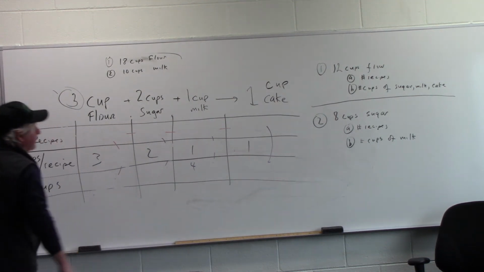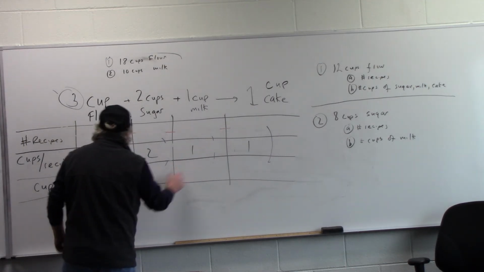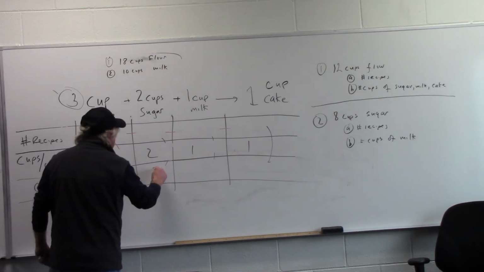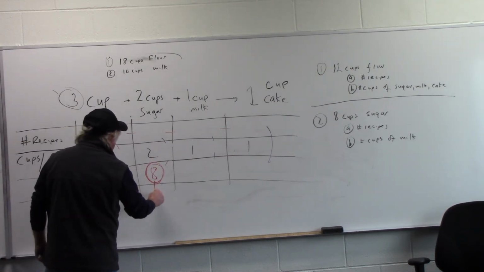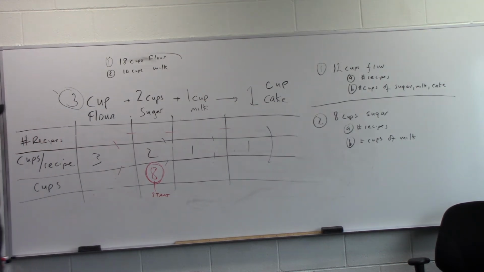All right, next problem. Okay, I'm going to leave the table like it is. Okay, it's how I started. The second row stays the same. And now this time I'm going to start out with 8 cups of sugar. And I want to know how many recipes that will make. And this time I just want to find out how many cups of flour do I have to mix with those 8 cups, all right, to use them all up.